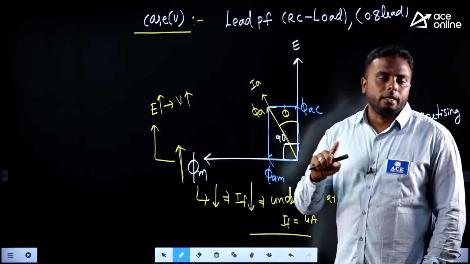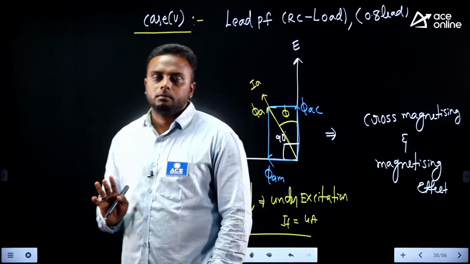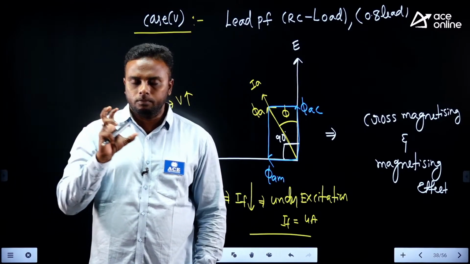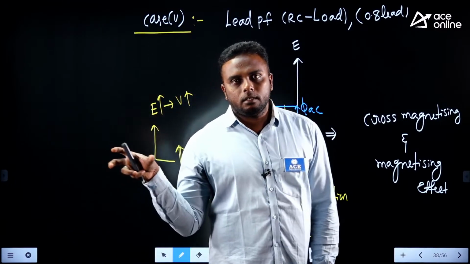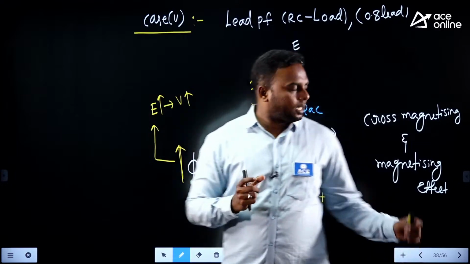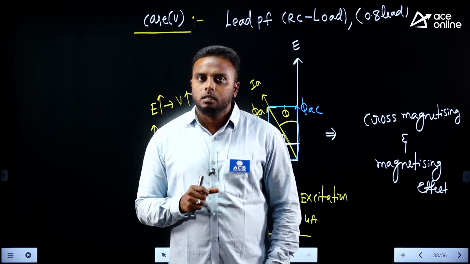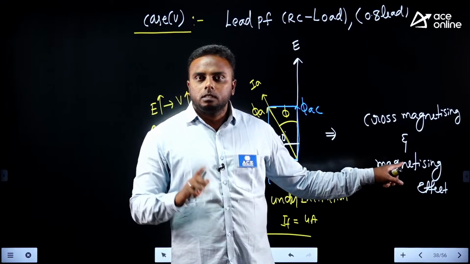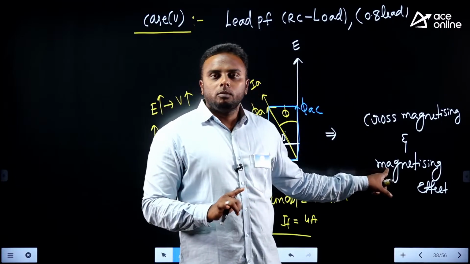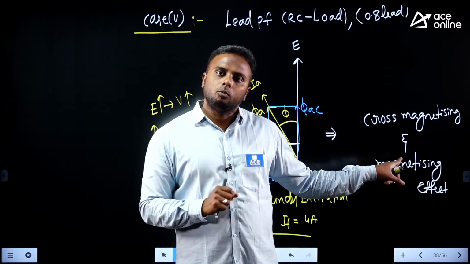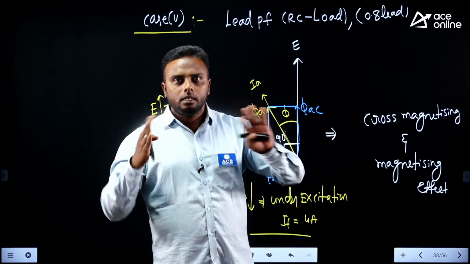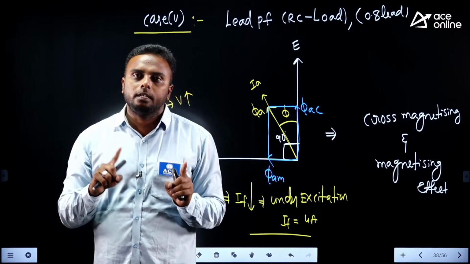For 0.8 leading, what is the reaction for alternator? Cross magnetizing and magnetizing effect. They are asking for motor. So cross magnetizing will come as it is, but magnetizing will become demagnetizing in case of motor. Magnetizing in alternator, demagnetizing in motor. So magnetizing and demagnetizing are exact opposite for alternators and motors.